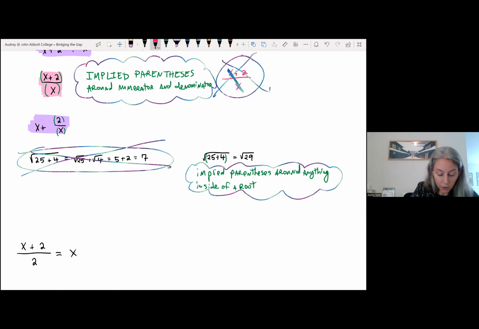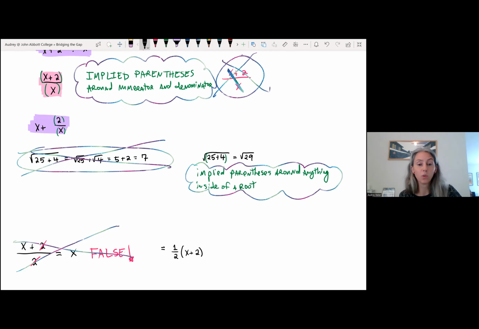All right, so the answer is this is definitely false. I cannot cancel those 2's out and just say that this is equal to x. In this case, my first step would be to evaluate the x plus 2. There are implied parentheses around it. If I wanted, I could even rewrite this as 1/2 times x plus 2 and bring those parentheses back so it's really clear that those 2's don't cancel out.